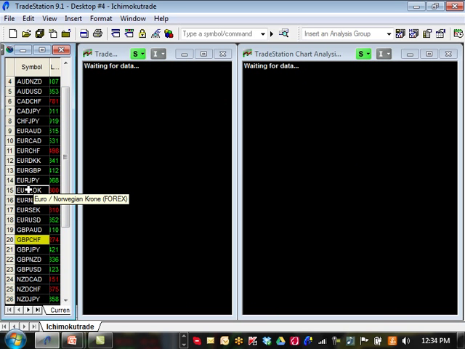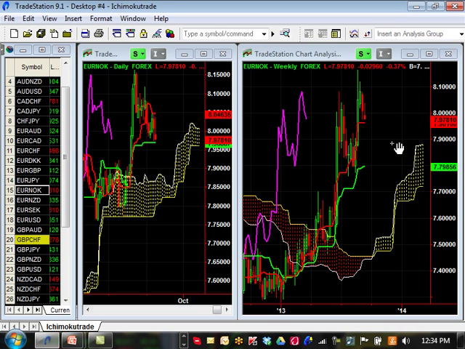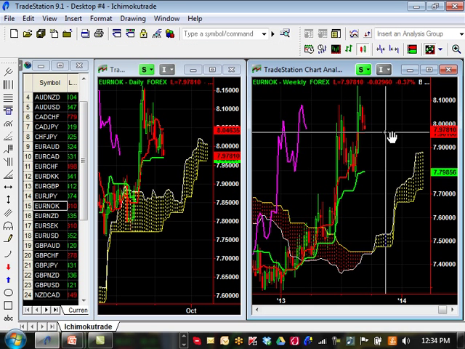Euro NOK, bullish trending on the weekly time frame. It's about to get to a major support here, which is roughly right there. I would say it's about 9700 is its major support. Resistance is basically going to be 8.0463.